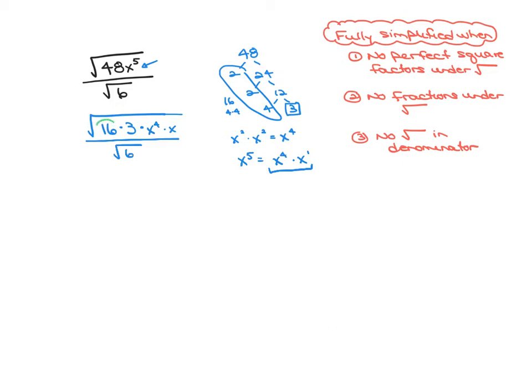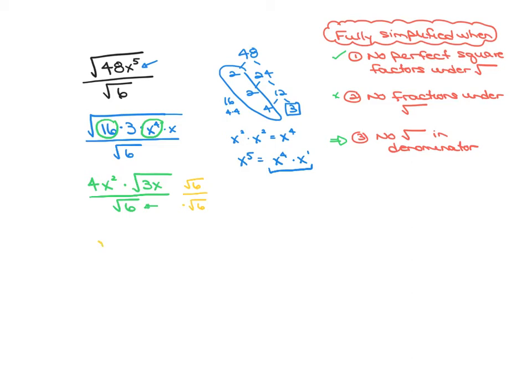All right, I'm going to take the square root of 16, and I'm going to take the square root of x to the 4th, which will give me 4x squared times what's left in the radical, 3x, all over the square root of 6. All right, great. Any perfect square factors under the radical, that's done. Fractions under the radical, that doesn't apply here. And finally, no radical in the denominator, and we have a radical in our denominator. So what I'll do here is multiply the numerator and the denominator by the square root of 6.